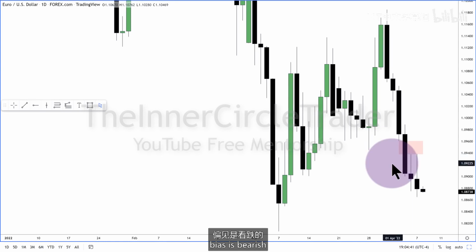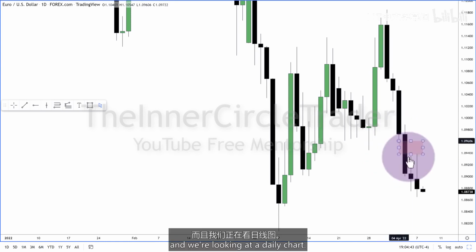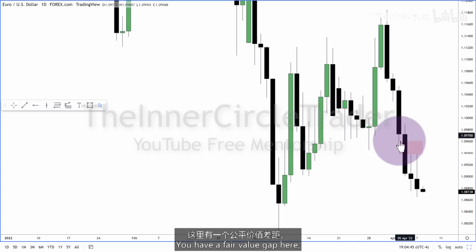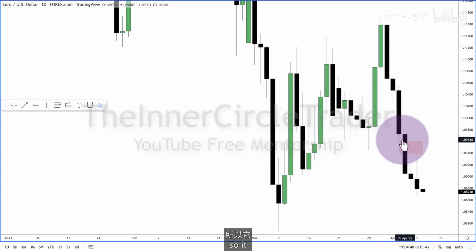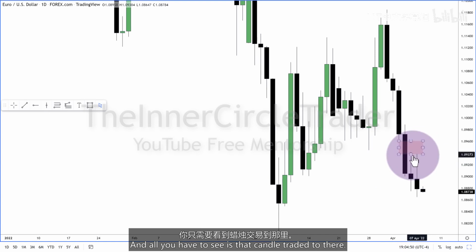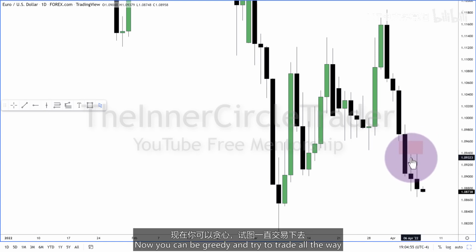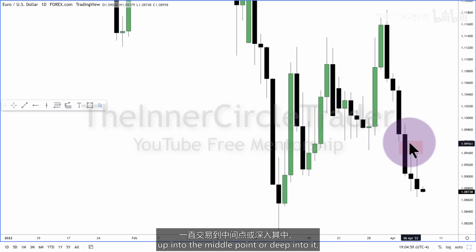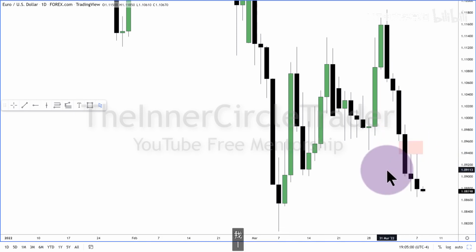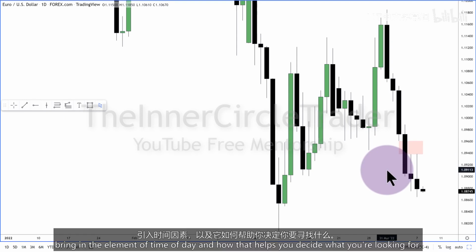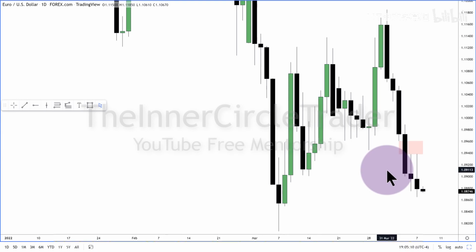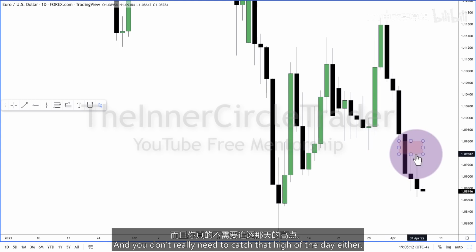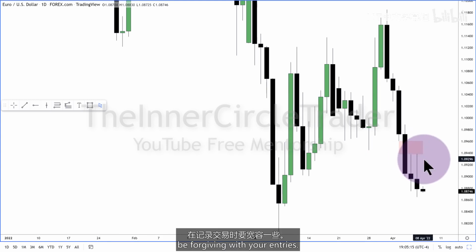All right, so bias is bearish, and we're looking at a daily chart. So you start your analysis there. You have a fair value gap here. So it can trade up into that, and all you have to see is that candle traded to there. Now, you can be greedy and try to trade all the way up into the middle point or deep into it, maybe in complete closure. I don't need that. And we're going to bring in the element of time of day and how that helps you decide what you're looking for. And you don't really need to catch that high of the day either. So I'm going to show you how to be forgiving with your entries.